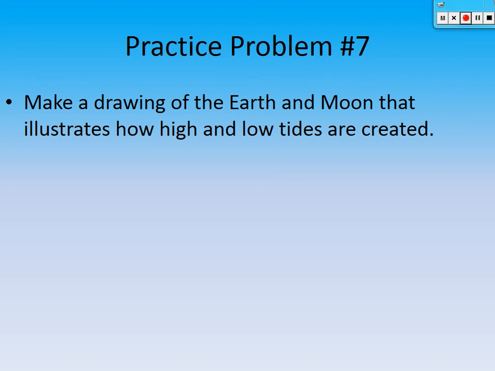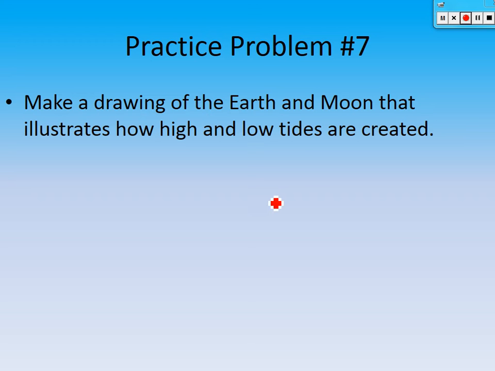All right, I wanted to go through practice problem number 7 with you. So if you're following along in the notes, and I hope that you are, I would like you to draw everything that I draw here, and I think, you know, in all physics problems, when you make a drawing and you try to illustrate the situation, it kind of makes sense a little bit better. So hopefully, as we draw this picture, tides will make sense. All right, so let's read it. It says, make a drawing of the earth and the moon that illustrates how high and low tides are created.